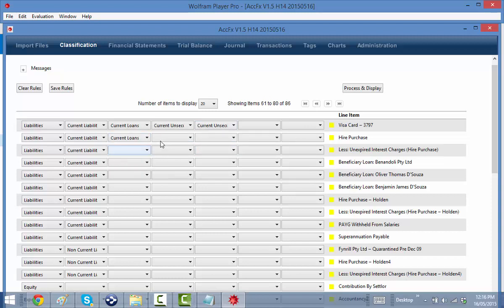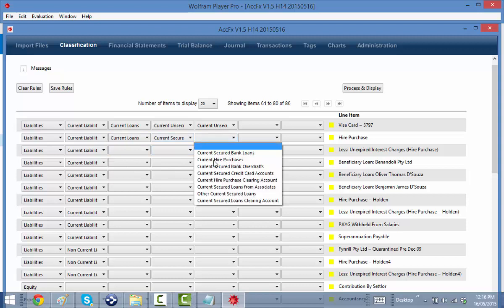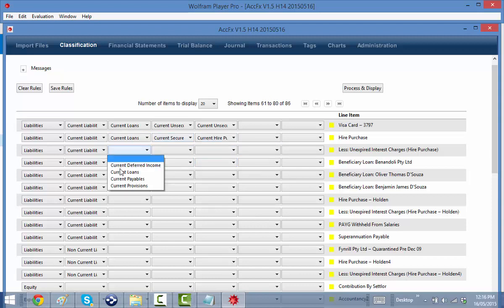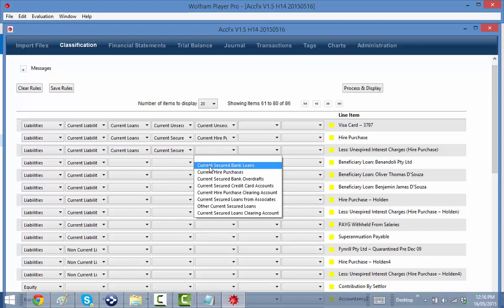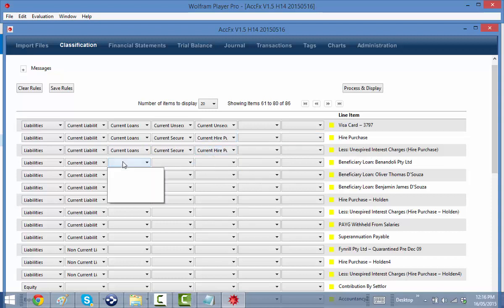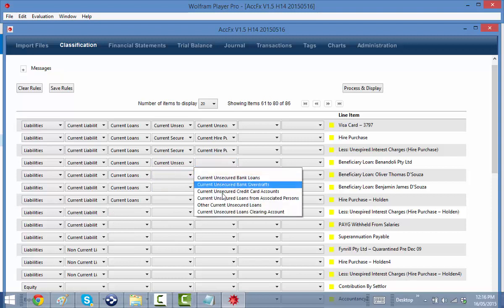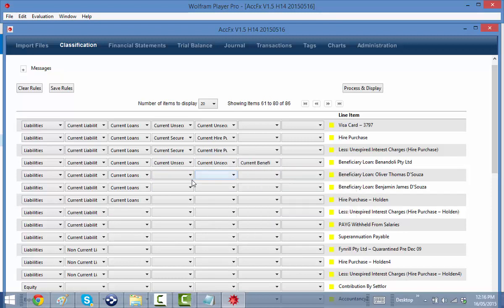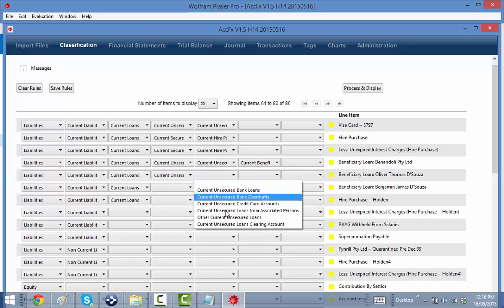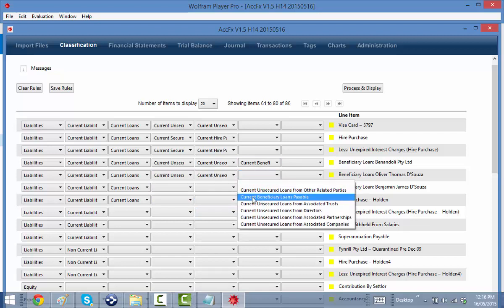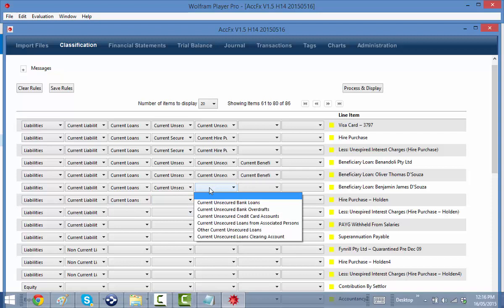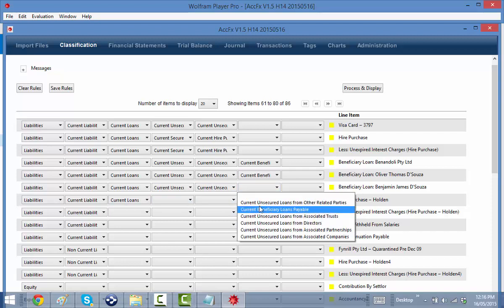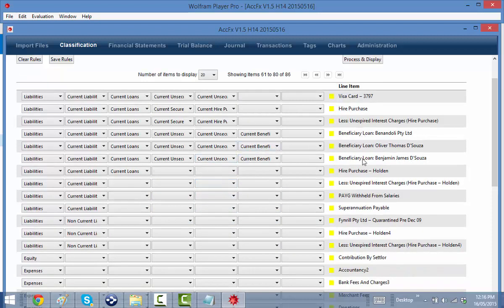Okay, current hire purchases, and must bring these into the same account for them to work. Current loans, we know these are all current loans, and current unsecured loans from associated persons, and it's a beneficiary. So that's pretty easy to get that right.